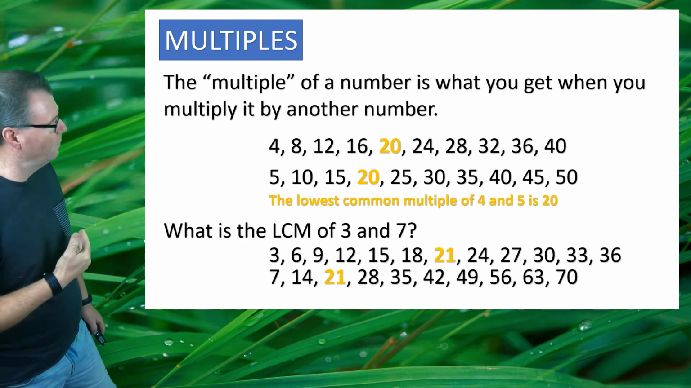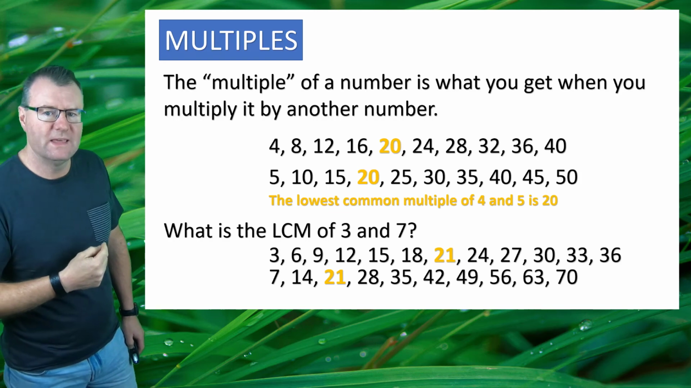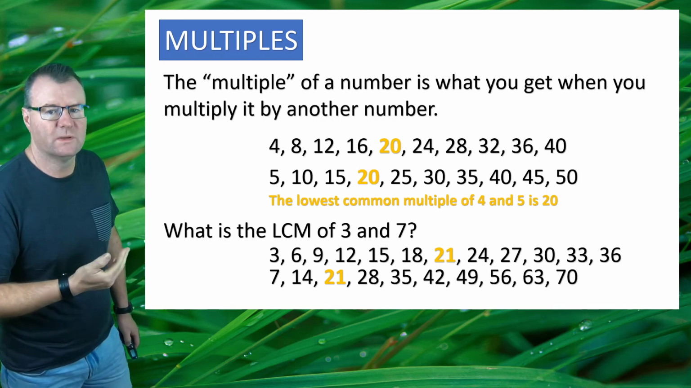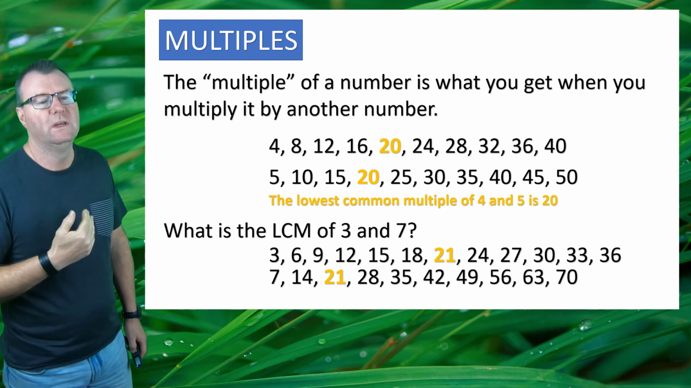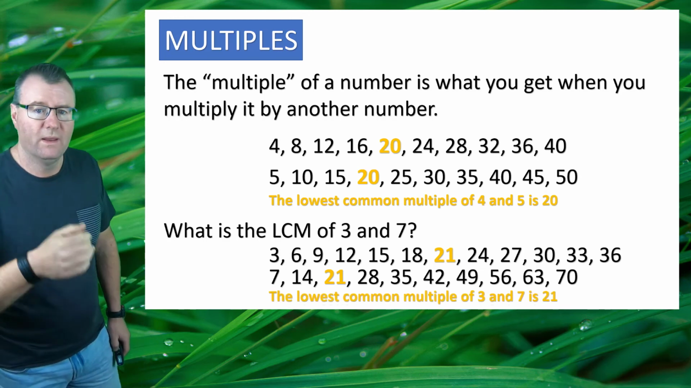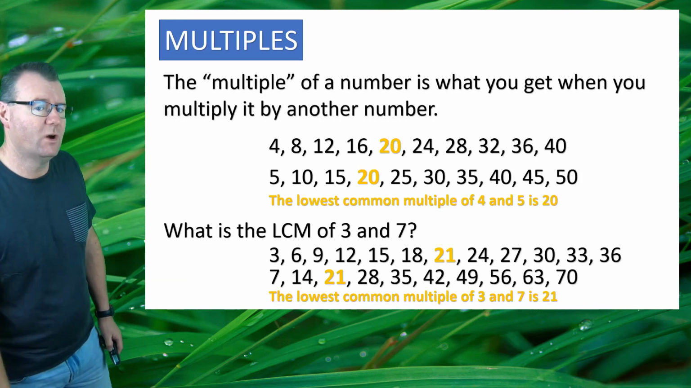In fact, 21 is the only number I can see in that list that is common to both lists of multiples. So in this case, the lowest common multiple of 7 and 3 is 21. That is how we work out the lowest common multiple.